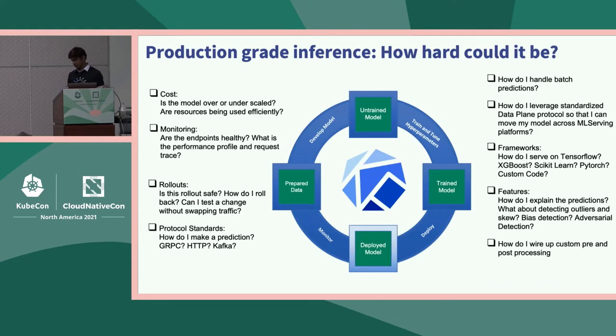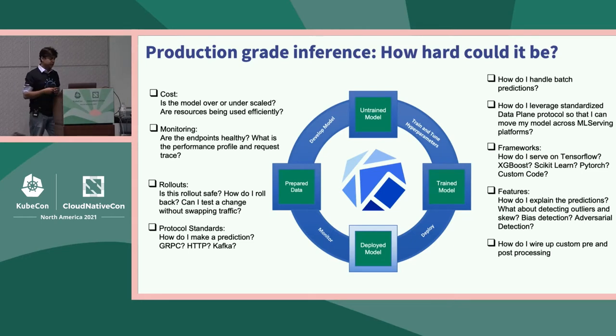But how hard is it actually to do production-grade model inference? What are the things which are needed? One thing you definitely need to consider at the very beginning is the cost. Models run on expensive hardware, GPUs, TPUs, and you want to make sure they're not over or underscaled. You want to be able to monitor their endpoints. Are they healthy? You want to be able to roll out new versions of the model because machine learning is very experimental. And while rolling out, you probably want to send only a percentage of the traffic. Once they are there, you want to be able to send inference requests using HTTP, Kafka, gRPC.